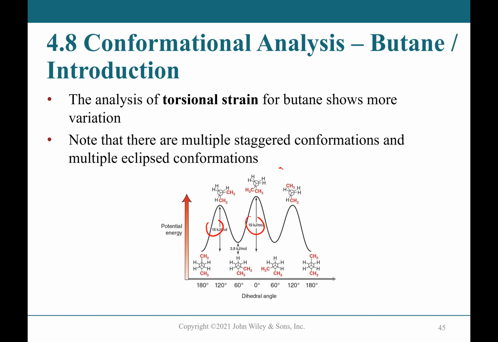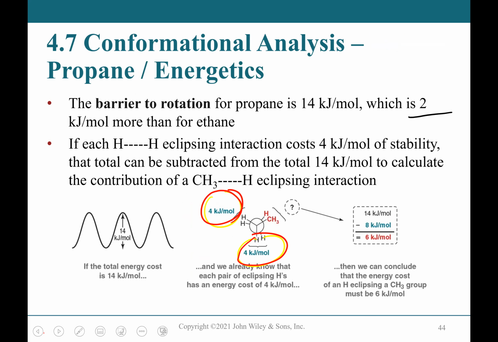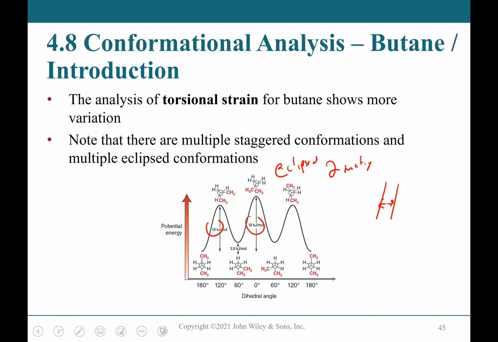Because in this eclipsed conformation, we have two methyl groups. If you have a methyl group and a methyl group, there's going to be more sterics and electron repulsion, which is the word I was looking for. Whereas here, I should draw that as CH3, and here, if we have a CH3 and a hydrogen, it's going to be a little lower. You can see there's a 3 kilojoule difference right here between 19 and 16.